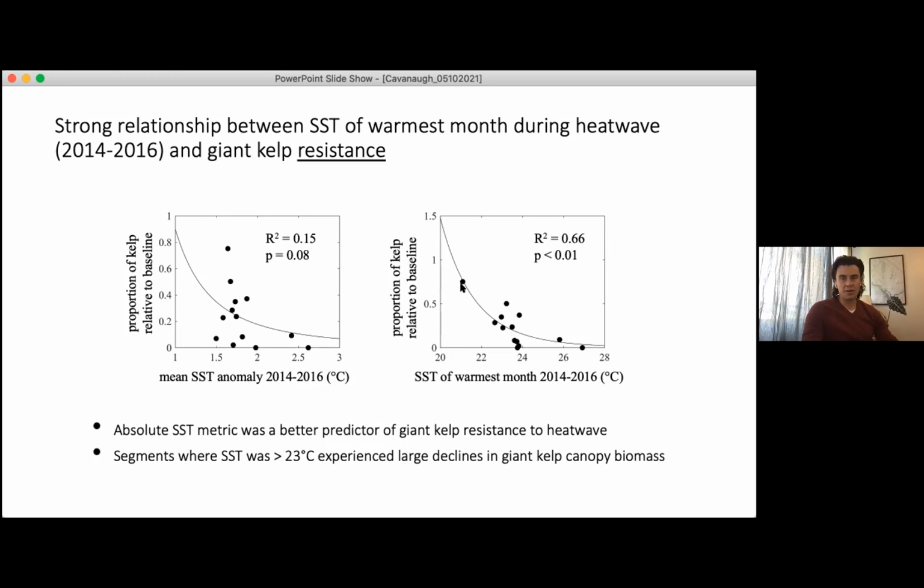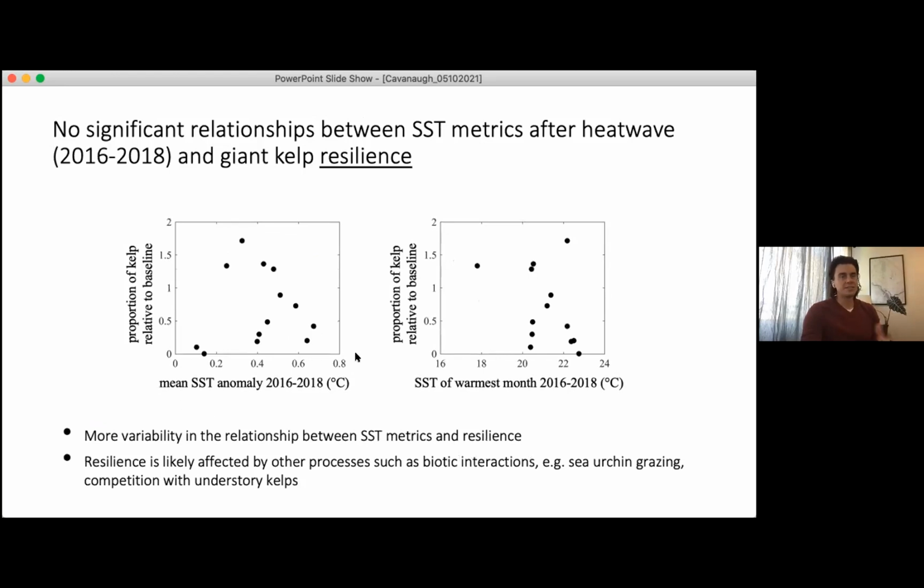So you can see all areas were below the baseline, but if you crossed a 23 degree Celsius threshold, you really had almost complete loss of kelp. So we think there's some threshold between 23 and 24 that's associated with being beyond the tolerance capacity of kelp.